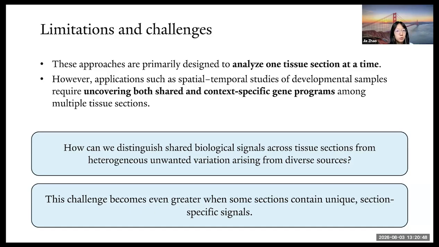So there are three sources of variation. Number one is unwanted variation, number two is the shared signals, and number three is the biologically meaningful but maybe section-specific signals. We do need methods to distinguish those three sources of variation in order to achieve interpretable analysis for multiple sections.